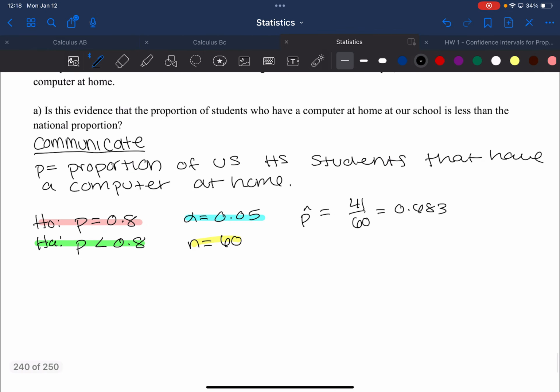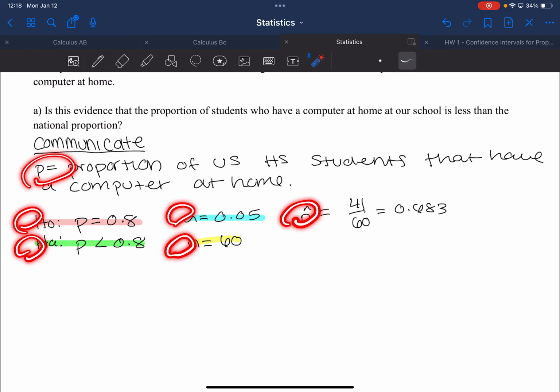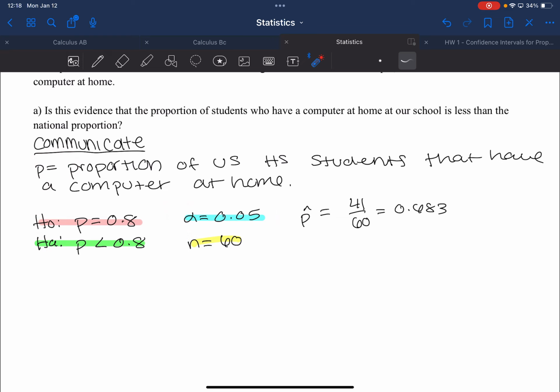In just the communicate part, you just got about 6 points. 1, 2, 3, 4, 5, 6. That's 6 points. After communicate, we do what? Conditions. Yes, please write conditions.